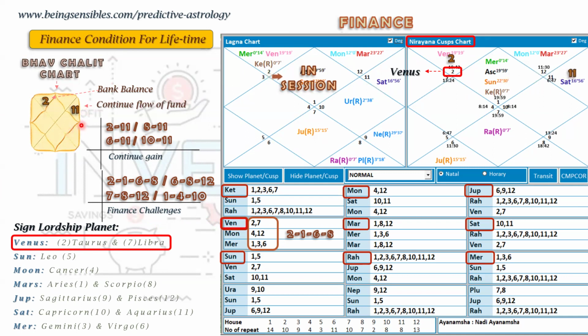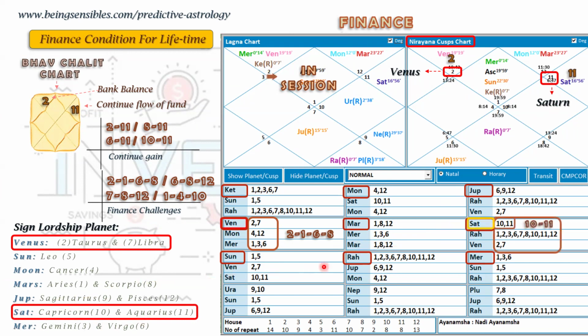When we come to the 11th house, we have to check the 11th sign, because in the health part I already mentioned that the house strength is defined with the sign. So here the sign is 11, which is Aquarius. And the governing planet is Saturn. So we have to check the Saturn combination. So it has 10, 11.